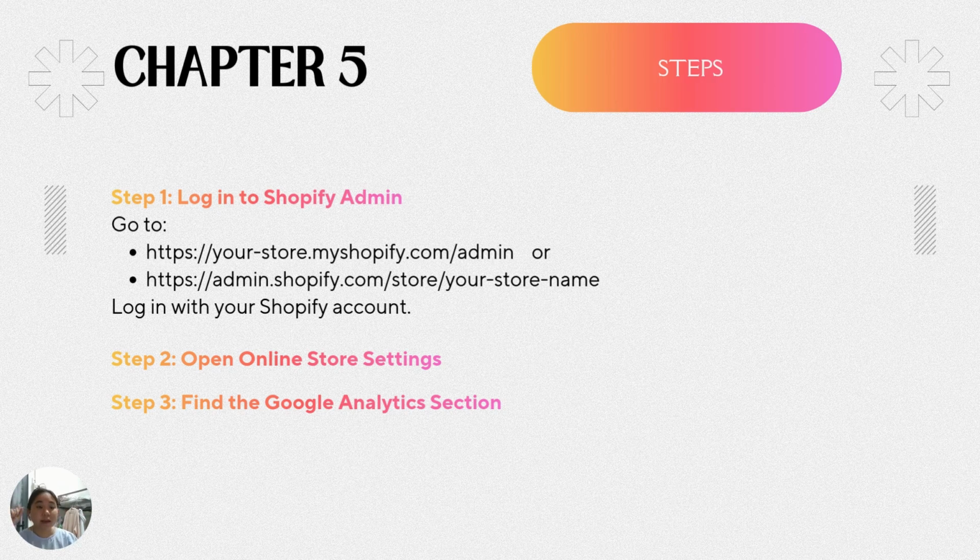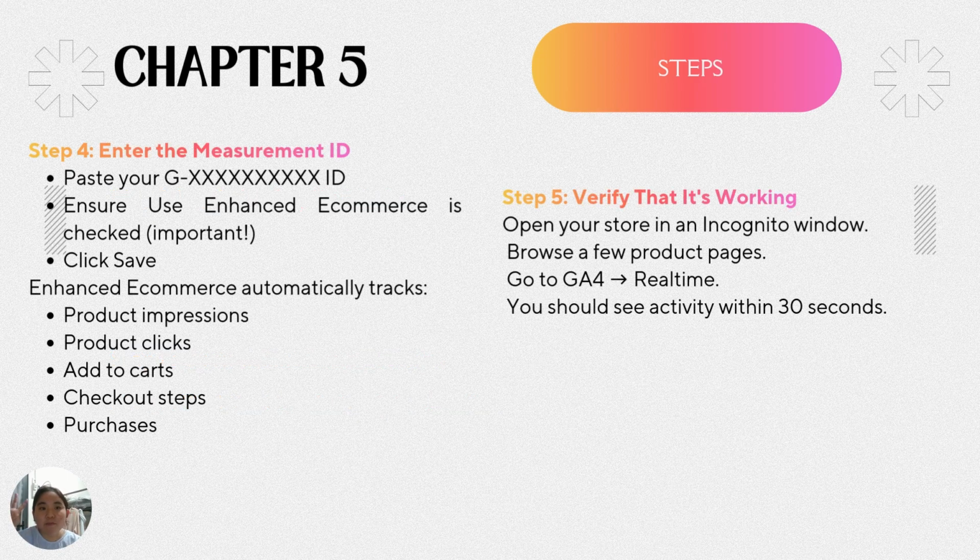For the steps, step 1, log into Shopify admin. Go to the link as I show on the screen and log in with your Shopify account. Step 2, open online store settings. And step 3, find the Google Analytics section. Step 4, enter the measurement ID. Paste your ID, ensure use enhanced e-commerce is checked, it's really important to check it, and click save. Enhanced e-commerce automatically tracks product impressions, product clicks, add to cart, checkout steps, and purchases. And step 5, verify that it's working. Open your store in an incognito window, browse a few product pages, go to GA4 in real time, and you should see activity within 30 seconds.